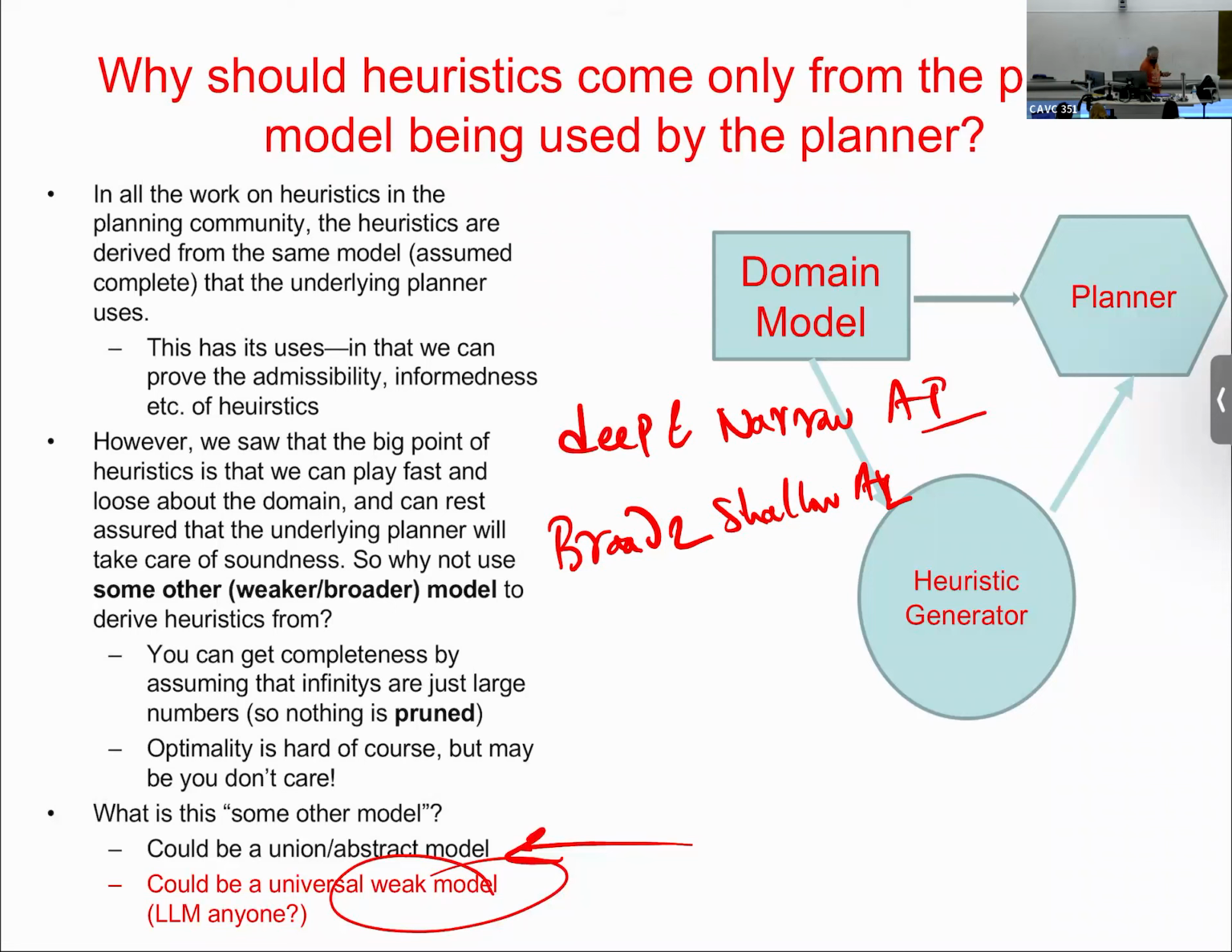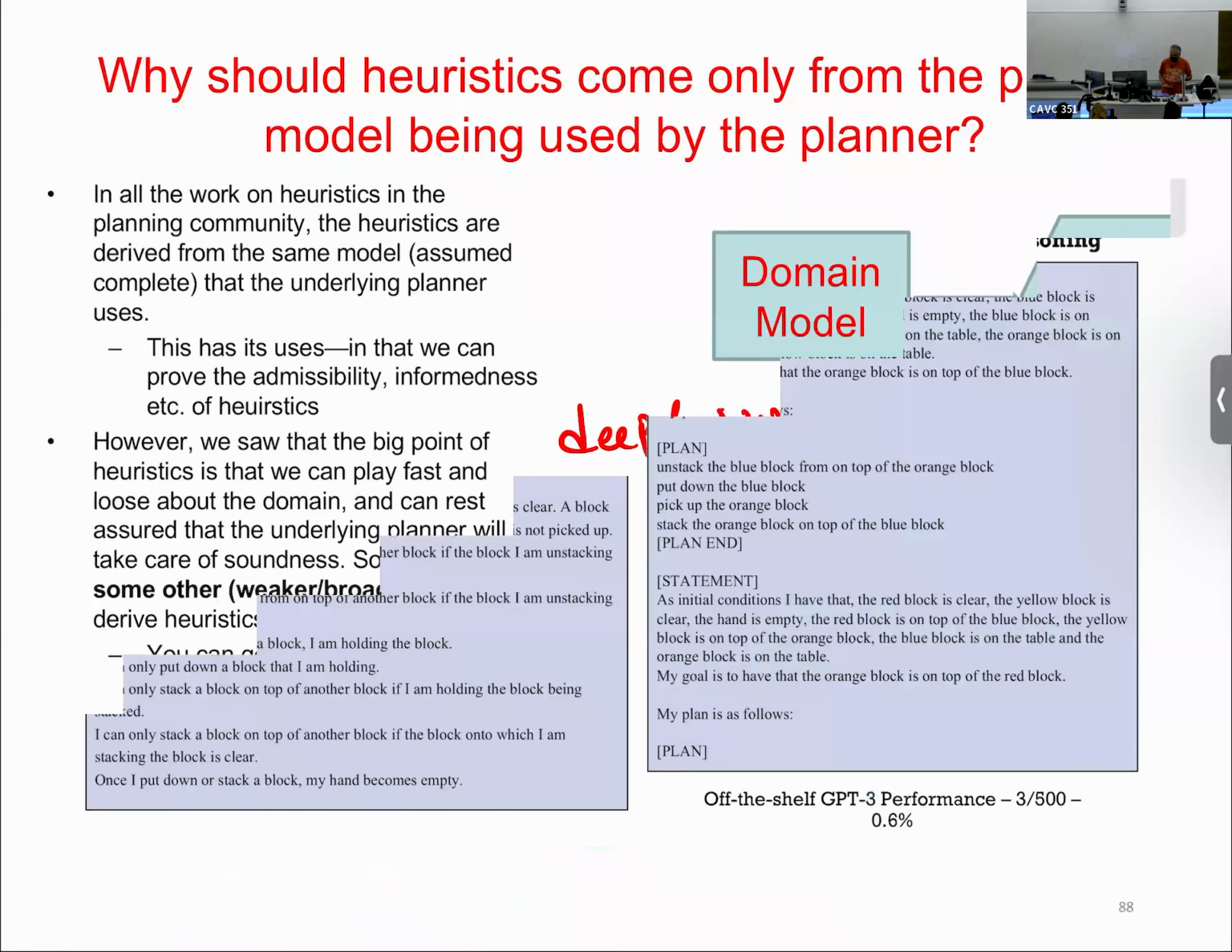So what if you have such universal weak models that we can use? The interesting thing is LLMs are symbolic. They are kind of jack of all trades. They'll give some kind of an answer. If you ask an LLM, give me a plan, they'll give you some plan. It won't work. But they'll give you a plan.